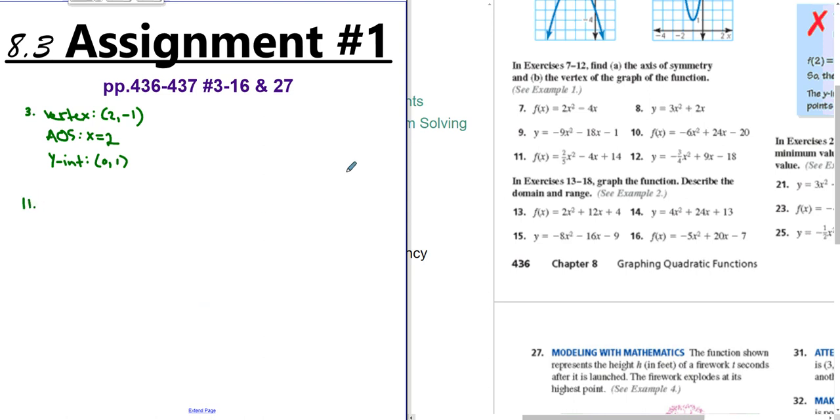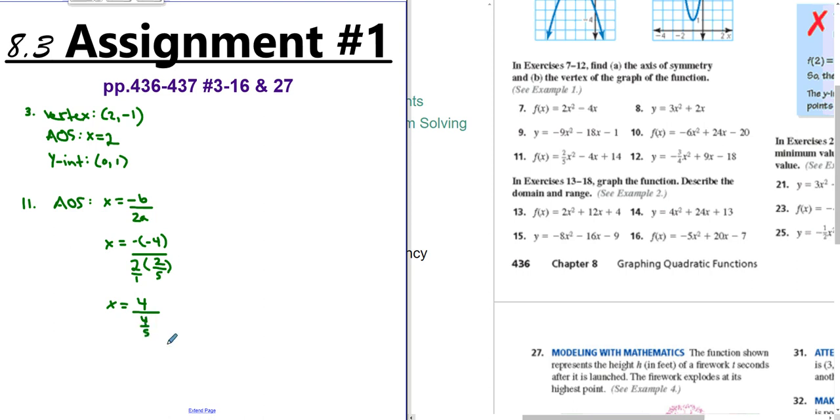So number 11, it says find the axis of symmetry. For the axis of symmetry, we have the equation x equals -b/2a. So x equals -b, -4, over 2a. A in this case is 2/5. All right, so we just need to simplify this. So x equals, the negatives cancel, we get 4 over 2 times 2/5. You're really multiplying 2 over 1 times 2/5. Multiply straight across, we get 4/5.